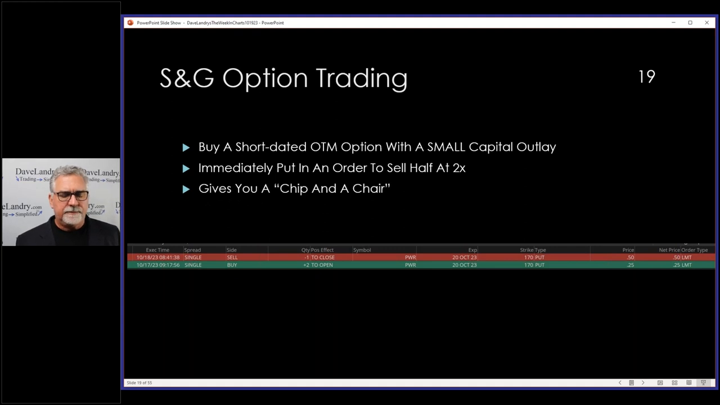Now, it does give you a chip and a chair, okay? That's a poker analogy, where if you have one chip, you could sit at the table and you could bet your one chip and that might work. And then you have a few more chips and you can keep betting that one chip or several chips or whatever. So in a case like the PWR, I'm like, well, this stock looks like it could roll over.